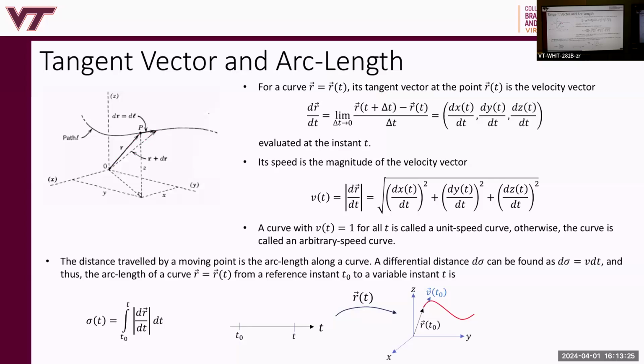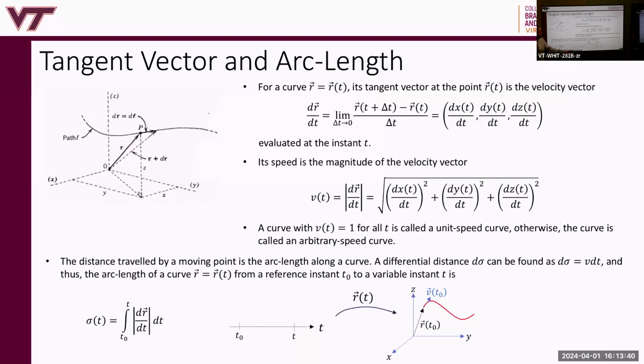It's easy to calculate. All you have to do is differentiate your parameterization with respect to the parameter. dx/dt, dy/dt, dz/dt. Yeah? Very good. Okay. Now we can calculate what's called the speed of the parameterization.